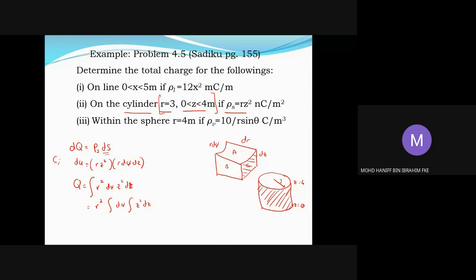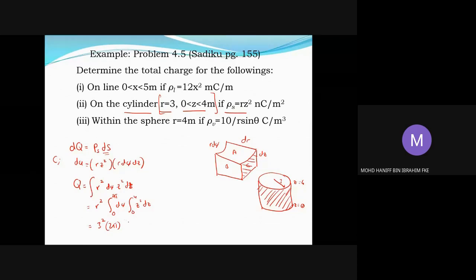We are given from the problem here that the radius r is 3. So we have 3 squared, we simply substitute r equals 3, and for d phi, the range of angle phi. We defined in our class last Monday that for this particular case of the full cylinder structure, phi should have a range from 0 to 2 pi. So when we integrate this, we get 2 pi straight away. And z will have a range from 0 to 4.